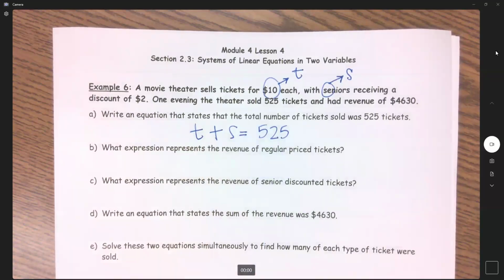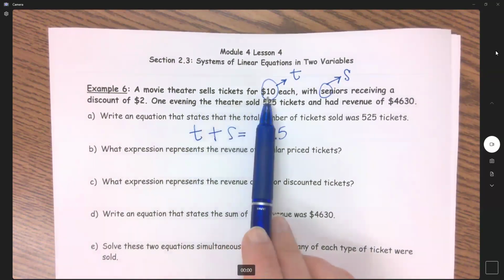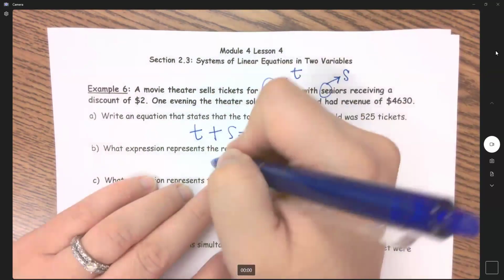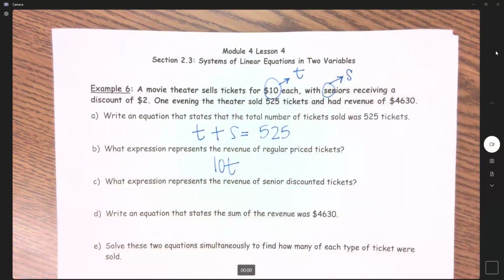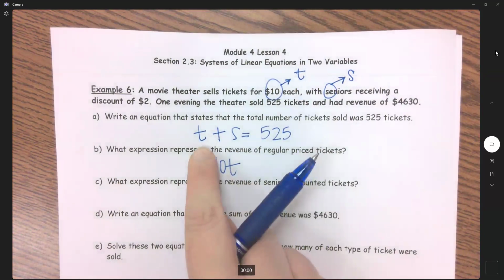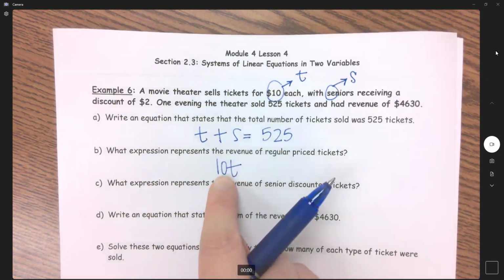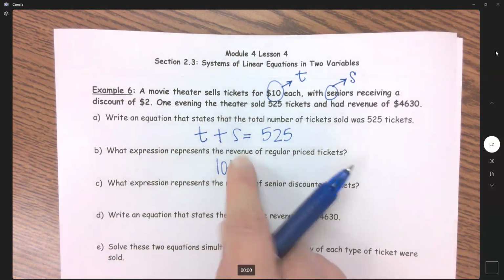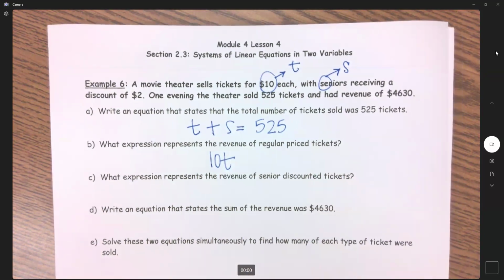Part B wants an expression that represents the revenue of regular priced tickets. So my regular price tickets are $10 each. So we will have 10 times T. However many tickets I'm selling here, I'm going to multiply that by 10, and that will give me the amount of revenue I brought in from selling regular price tickets.